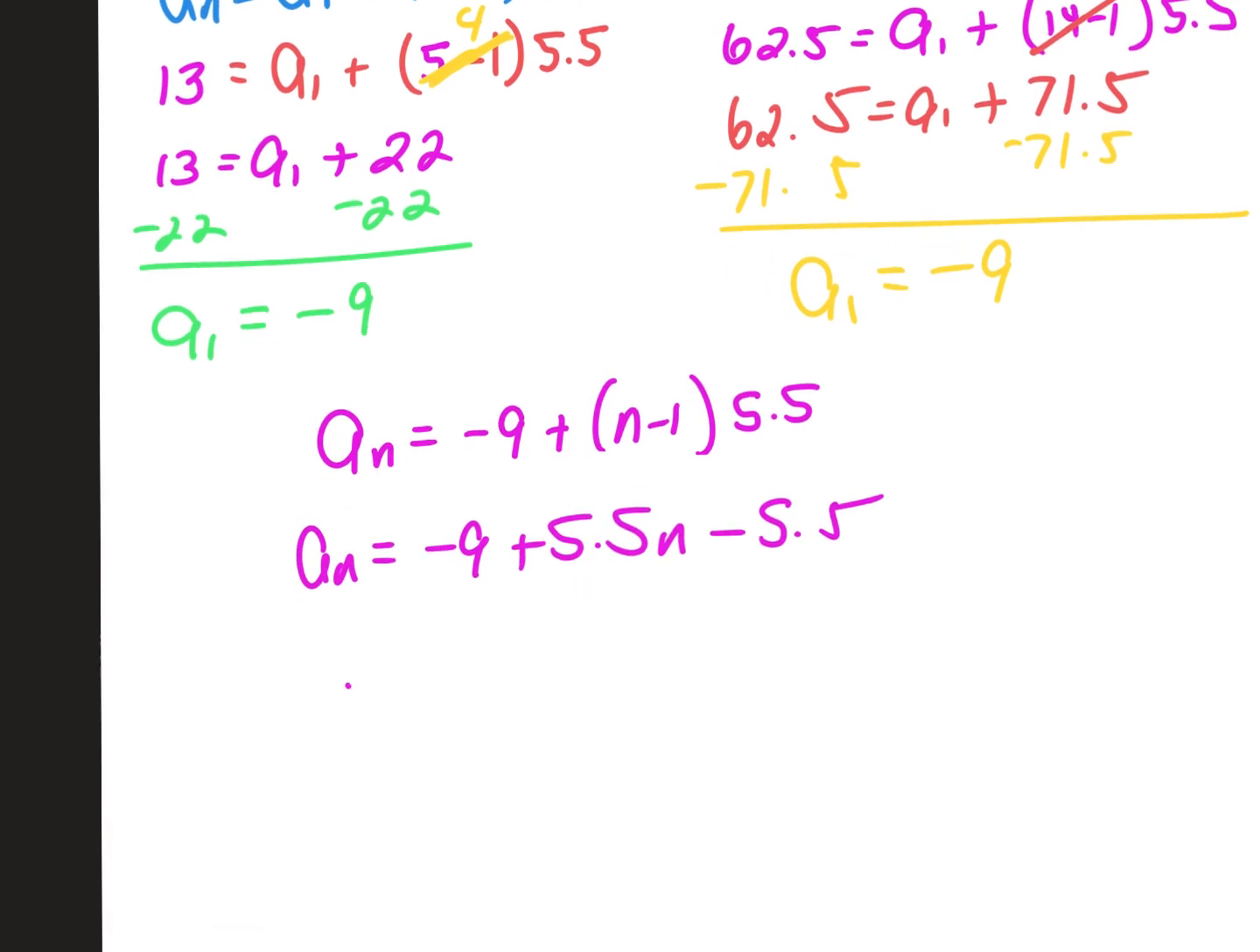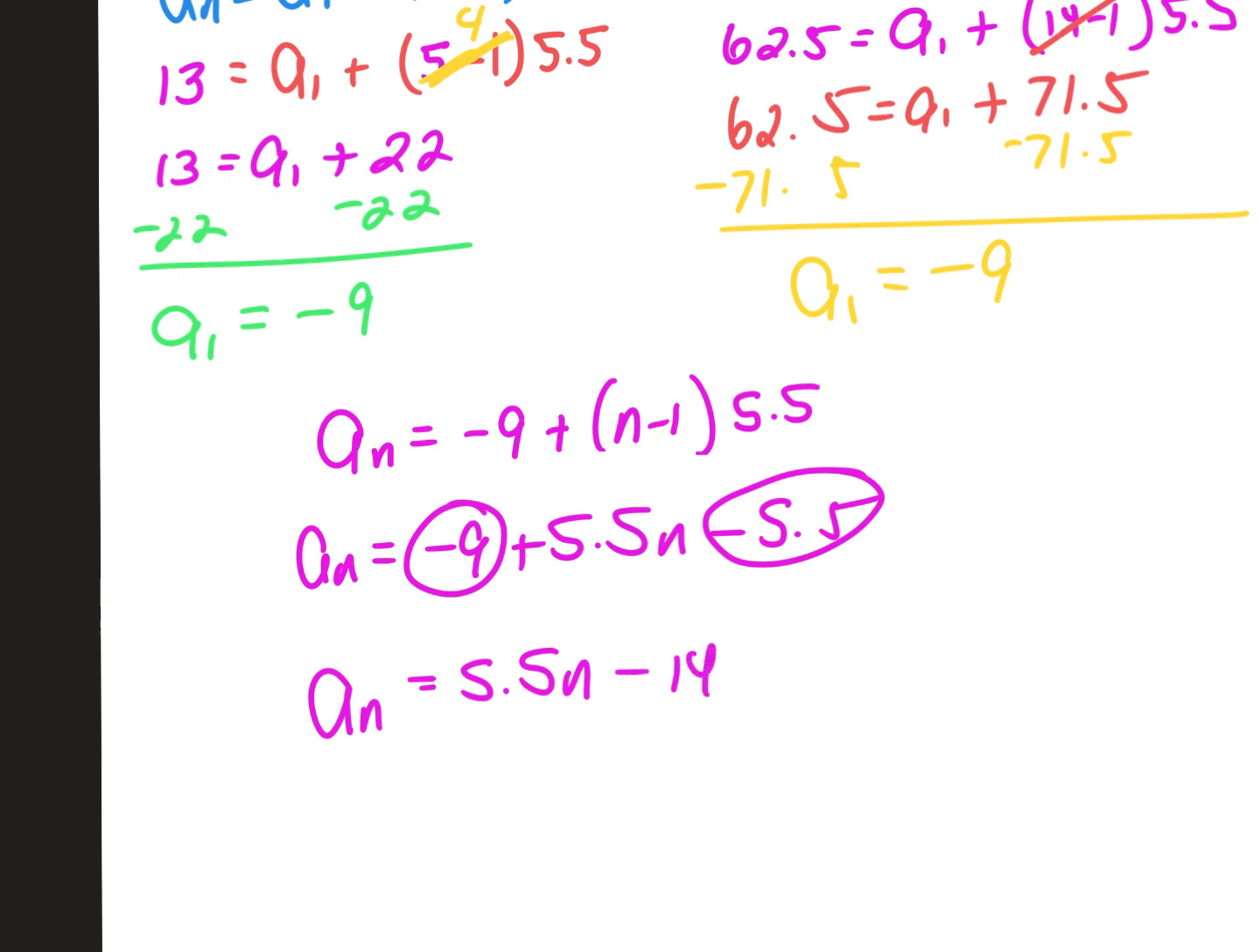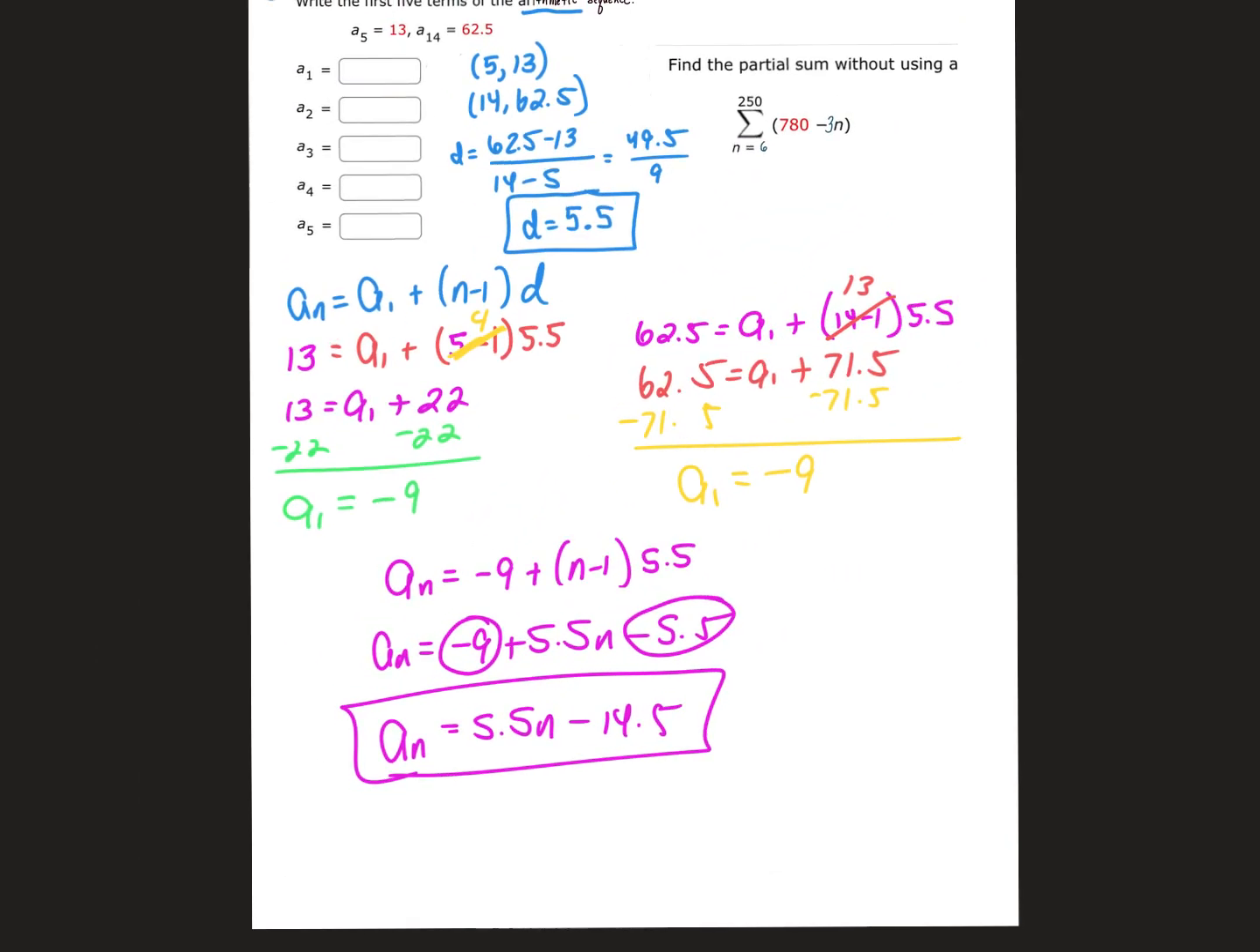And this is where we got to be real careful with signs, guys. It's a negative 9 and a negative 5.5. What does that give me? 5.5n minus 14.5. Now I can take this rule and find the first 5 terms.